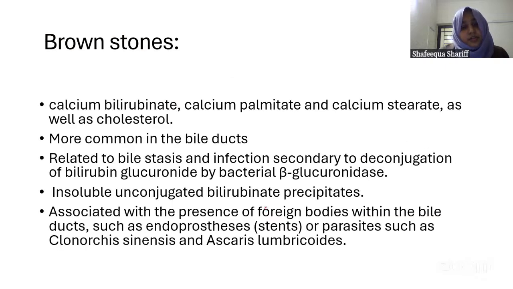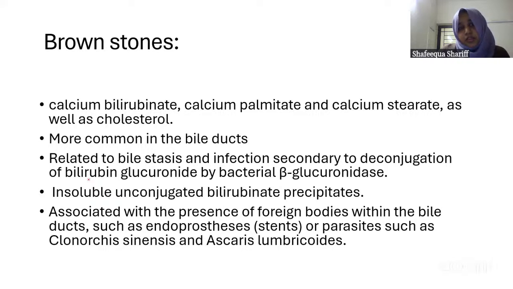The next kind of stones are brown stones. They are not common in the gallbladder. Like how the black stones are more common in the gallbladder, the identifying feature, if you have a question and you want to clear out if it's a black stone or a brown stone, is that these are more common in the bile duct. And they're made of calcium bilirubinate, calcium palmitate, calcium stearate, as well as cholesterol.